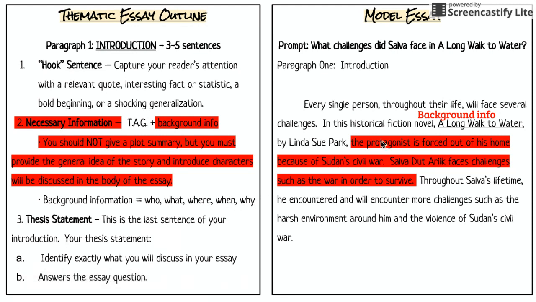Let's look at the model essay. The protagonist is forced out of his home because of Sudan's civil war. Salva Dut faces challenges such as war in order to survive. So after we've introduced the title, author, and genre, we have who it is that we're talking about, Salva Dut. We have what's happening: he's forced out of his home. We have why, because of Sudan's civil war. That also includes where. And we have it all neatly in 2 sentences.